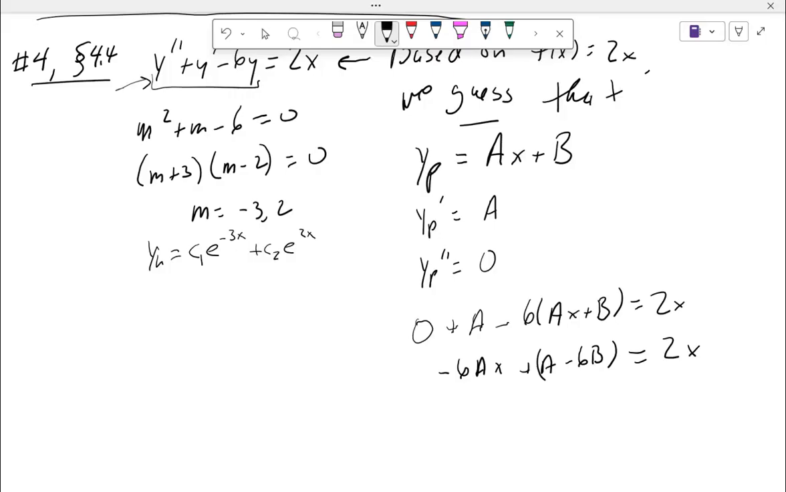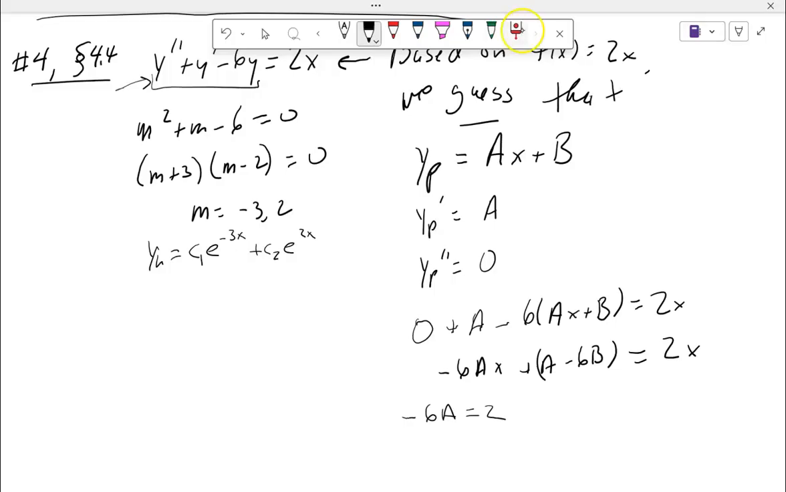Now, again, these have to be equal as polynomials. If they're going to be equal as polynomials, their coefficients have to match. Right? What's on the right-hand side? On the right-hand side here, what's your coefficient on the x? 2. On the left-hand side, what's your coefficient on the x? Negative 6a. So what do you need to say about those two things? Yeah, they better be equal, right? So one of your equations is negative 6a equals 2.